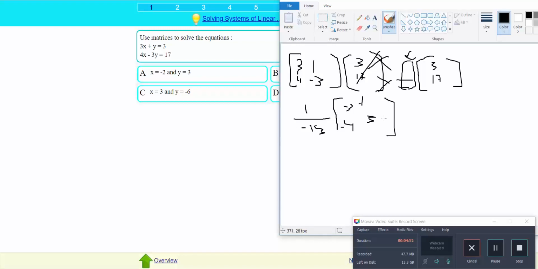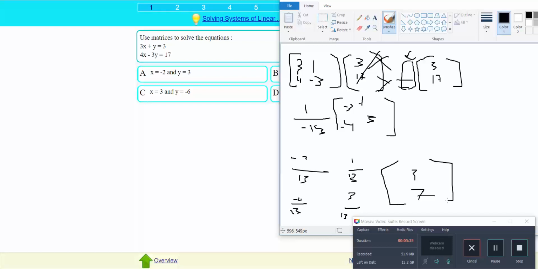Okay, so we take this one inside, so it's minus 3 over 13, 1 over 13, minus 4 over 13, 3 over 13, right? And then this one is multiplied by 3 and 7. There we are.